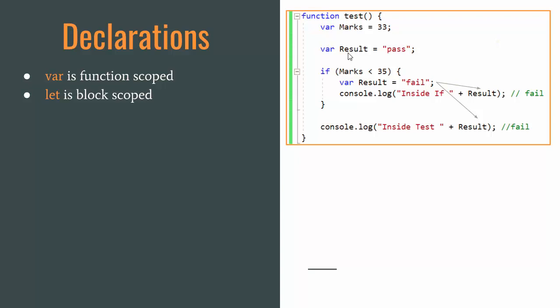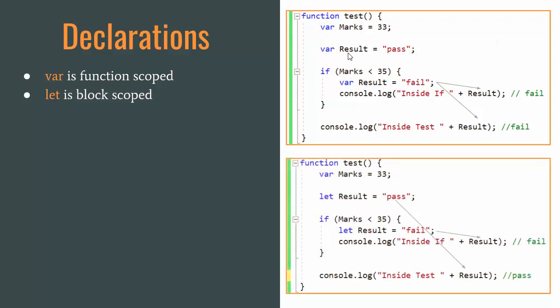Now in TypeScript, this is not the case. I can go with let. I have marks, let result equals pass. If marks less than 35, let result equals fail. So here I have two different variables. Earlier both the results referred to the same variable, but here I have two different variables. One variable for this if block, that is result fail. Inside if, the result will be fail. Outside if, that is inside test, the result is pass.